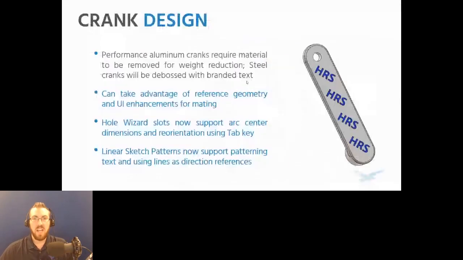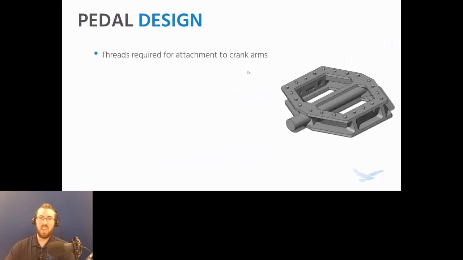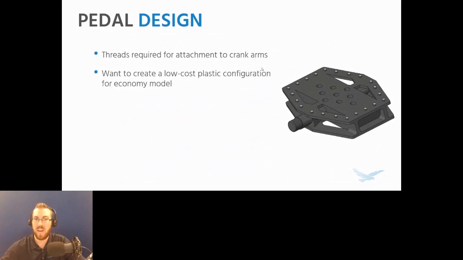All right, moving on to the next piece, we have to talk about our pedals. Usually you have a few different options. You can get plastic, you can get steel, or you can get aluminum, but we still need to have some threads. Those will be required to attach to our crank arms, and we need to create that low-cost plastic configuration for our economy model.